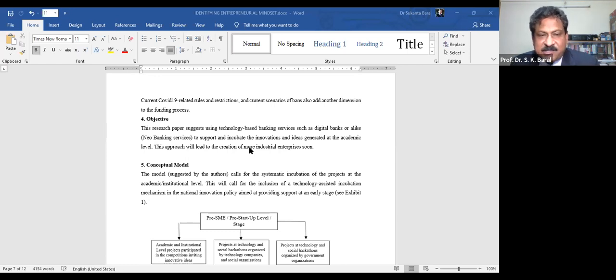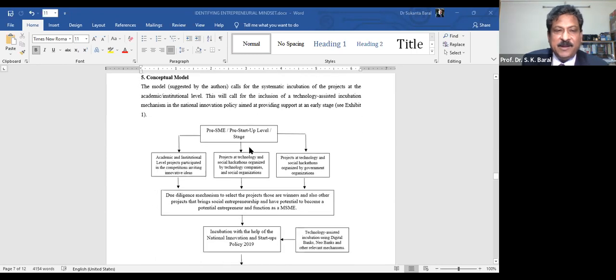So this research paper suggests using technology-based banking services such as digital banks or alike neo-banking services to support and incubate the innovations and ideas generated at the academic level. This approach will lead to the creation of more industrial enterprises soon. This is my objective of the study, to show how society will be immensely benefited out of this.